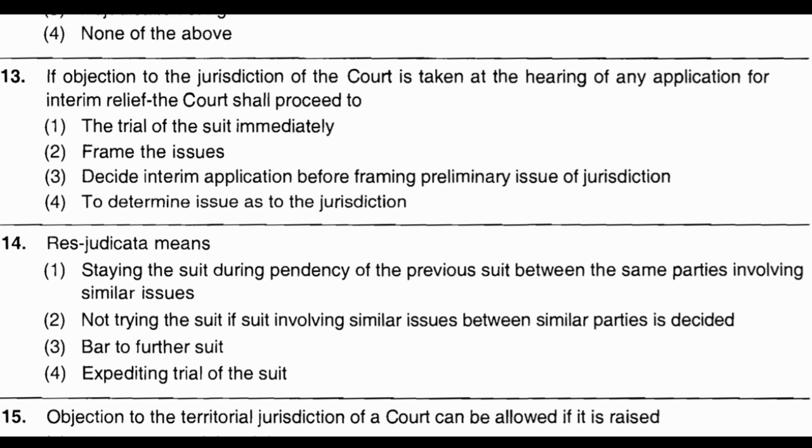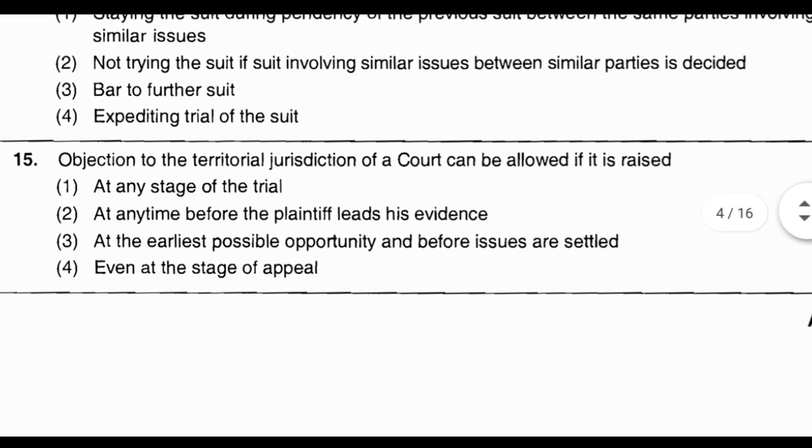Now question number 14. Res judicata means, option number 1, staying the suit during pendency of the previous suit between the same parties involving similar issues. Option number 2, not trying the suit if suit involving similar issues between similar parties is decided. Option number 3, bar to further suit. And option number 4, expediting trial of the suit. And the correct answer is option number 2, not trying the suit if suit involving similar issues between similar parties is decided.